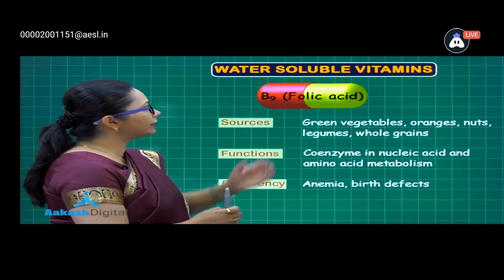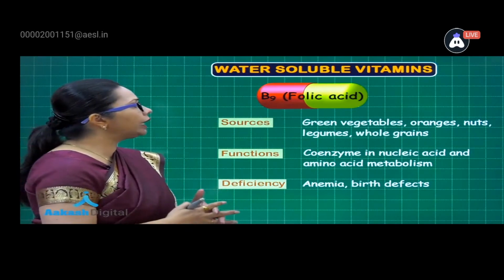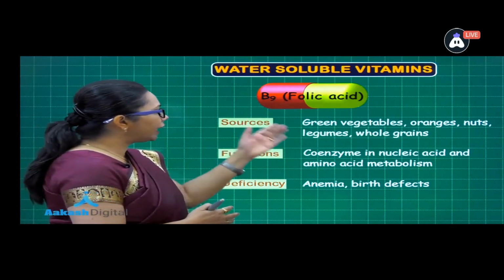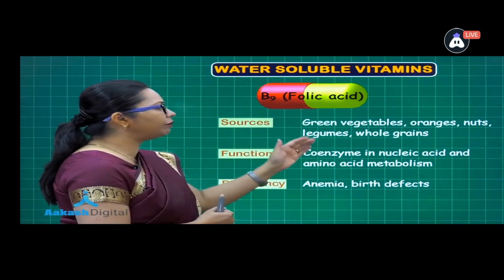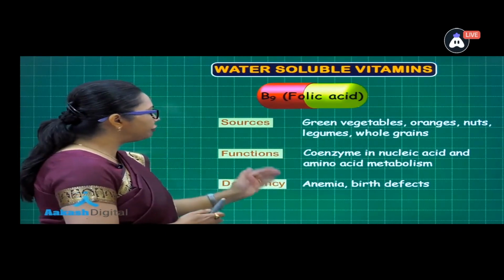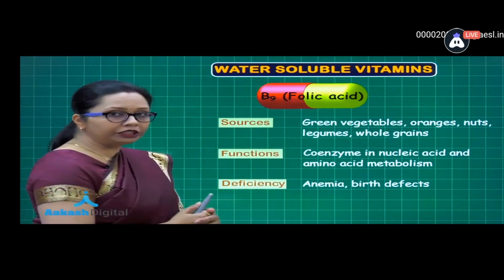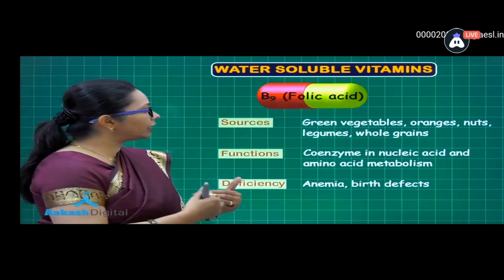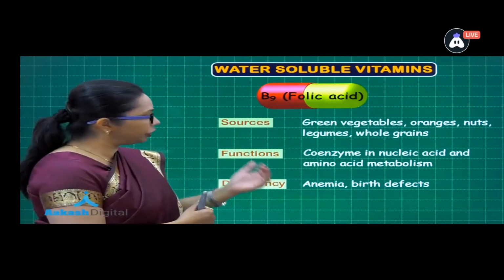Then next one, B9 or folic acid. Now the word folic acid comes from folia, that is leaf, because it is found in all green leafy vegetables and also in whole grains and fruits. It is a coenzyme in nucleic acid and amino acid metabolism, and its deficiency leads to anemia and also birth defects. So if the mother during pregnancy is not getting sufficient B9, there would be birth defects in the fetus.